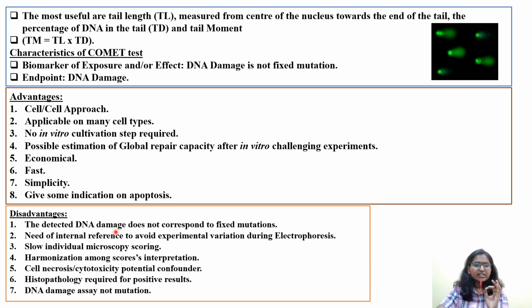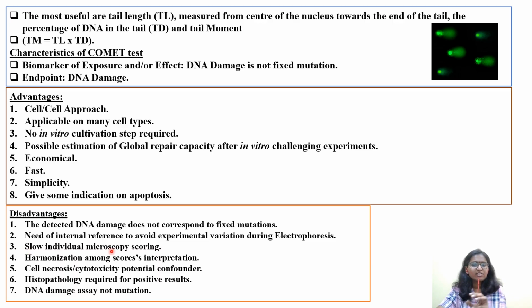The detected DNA damage does not correspond to fixed mutations. As we said, it only identifies DNA damage. There is a need for an internal reference to avoid experimental variations during electrophoresis. That is important. The method has to be established in a certain lab. Historical control data should also be there, and the persons who are scoring those slides have to be properly trained, and harmonized scoring should be there, because subjective variation should not be there.